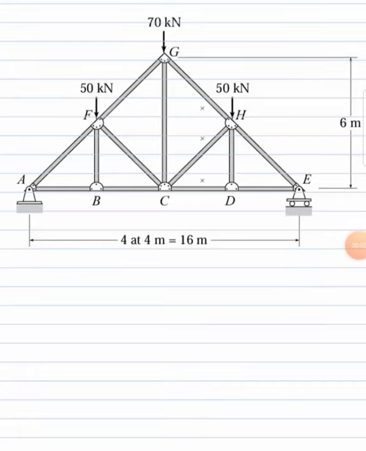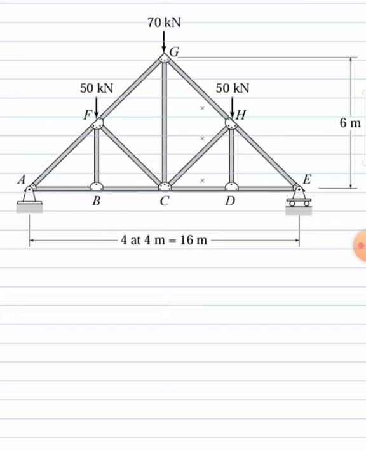What's going on, guys? Tutorial here, and in this video we have this special problem sent to us by Mary Solin Mariscal. So we have here a truss with these forces: 50 kilonewtons at F and at H, and 70 kilonewtons at G, and we are asked to find the internal forces on GH, CH, and CD.